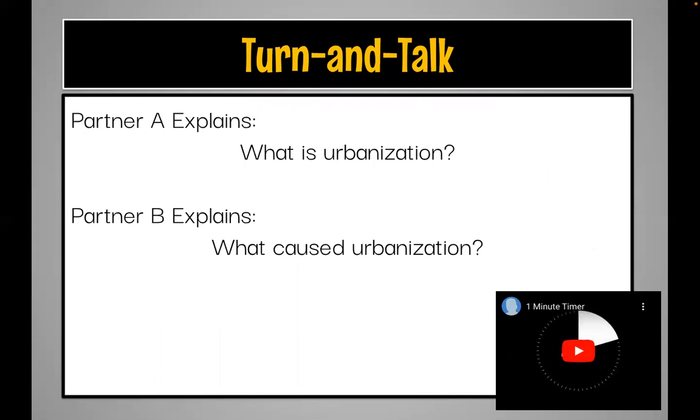All right, so take a moment with your table group. I need you to explain to each other in your own words: what is urbanization and what caused urbanization? All right, so please keep the phones away and take this time to speak. And we'll go for this 1 minute.